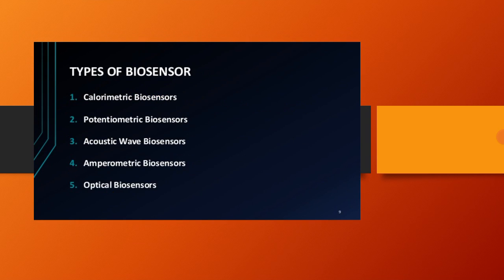Now there are the types of biosensors, namely colorimetric biosensors, potentiometric biosensors, acoustic wave biosensors, amperometric biosensors, and optical biosensors. We will see these types in the next lecture.